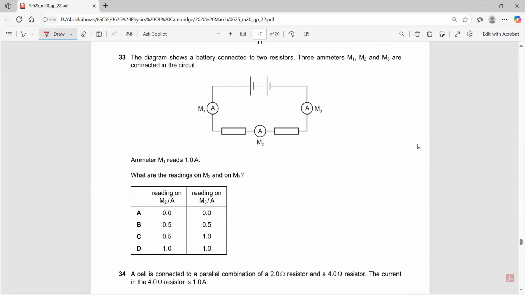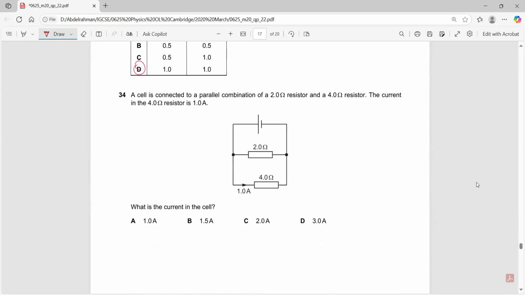Ammeter M1 reads 1 amp. What are the readings on M2 and M3? This is a series circuit, so they all have to give the same reading of 1 ampere. What is the current in the cell? The current in the cell would be adding both currents.